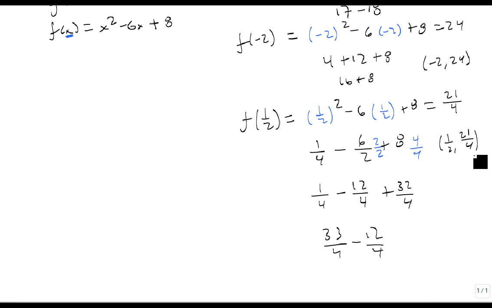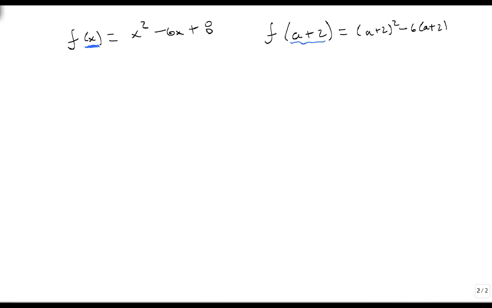Now, the other thing that sometimes catches students up is that it's also possible to evaluate a function at an expression. Remember, f of x equals x squared minus 6x plus 8. It's perfectly acceptable to evaluate this at something like a plus 2. We just do the same thing. Wherever we see this variable, we replace it with this one. And so f of a plus 2 is a plus 2 squared minus 6 times a plus 2 plus 8.